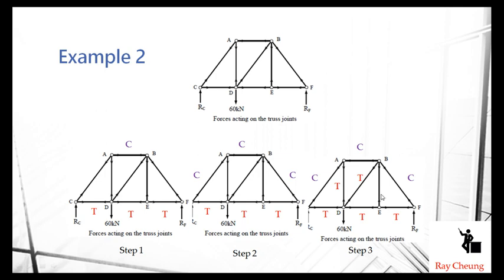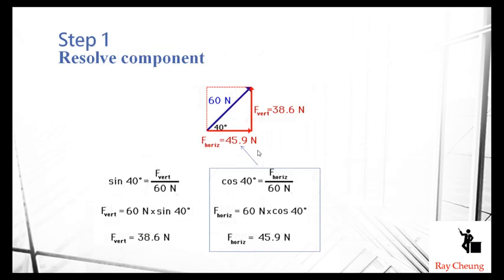But remember, this member we cannot determine by these three simple steps, because you can see this is in tension and this is in compression, and then we resolve to the central point. This may be what we call redundancy. That's why for this member, if we want to find out whether it is in compression or tension, we need to calculate. Okay, before we start the calculation, let me remind you of the simple step. For example, if we have a component like this, then we resolve horizontally.